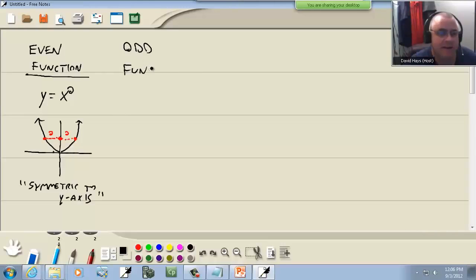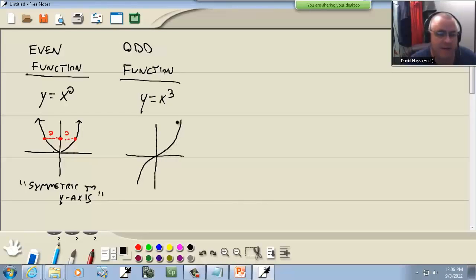Well, let's take a look at an odd function. y is equal to x to the third is an odd function. Graph looks like this right here. And what makes it an odd function is the fact that it's symmetric to the origin.